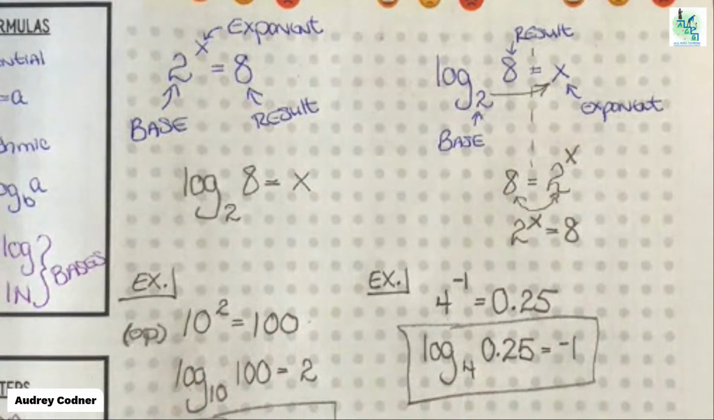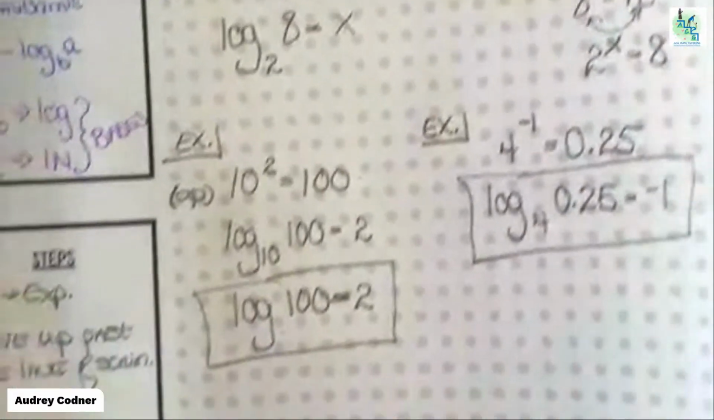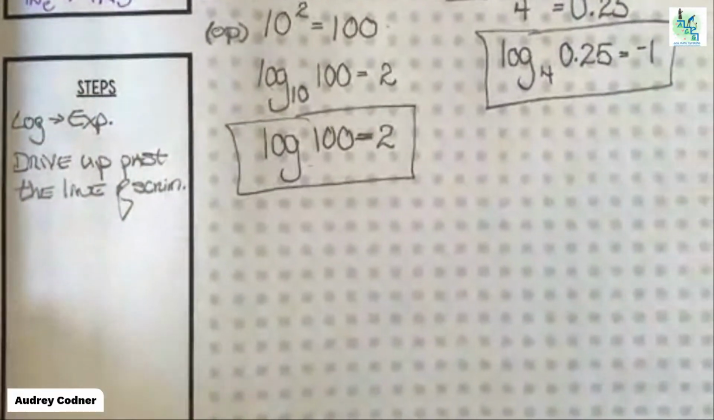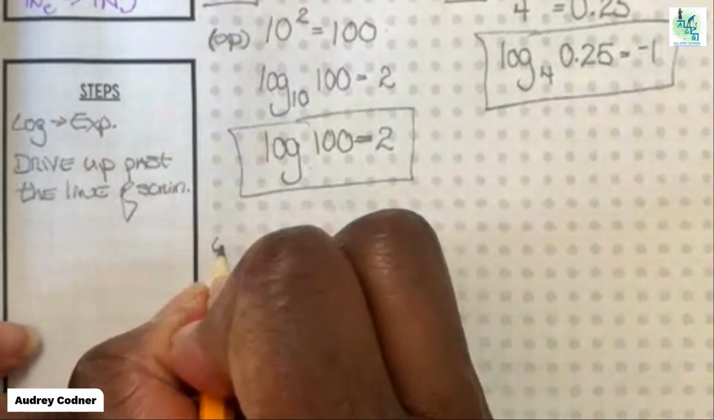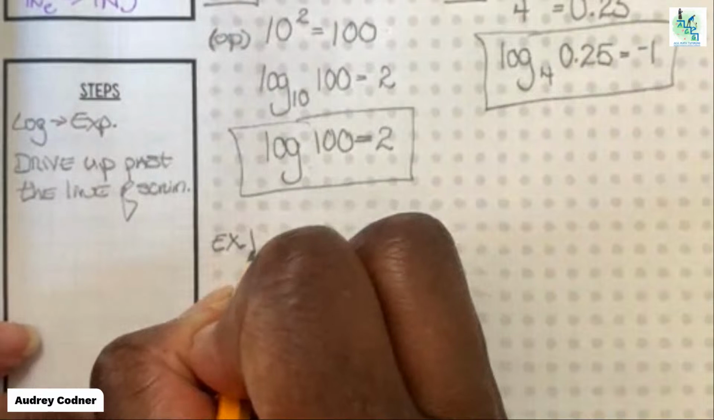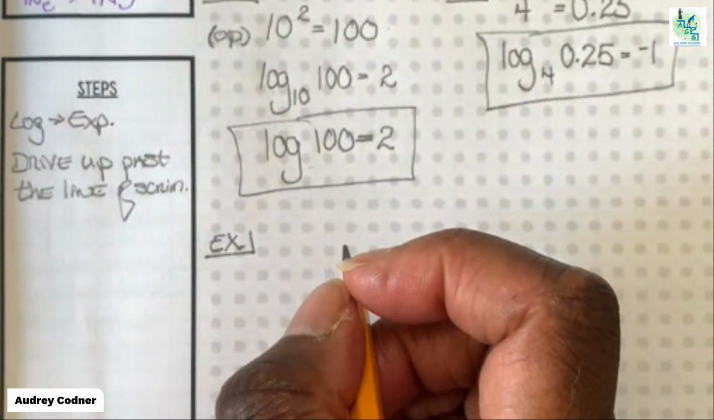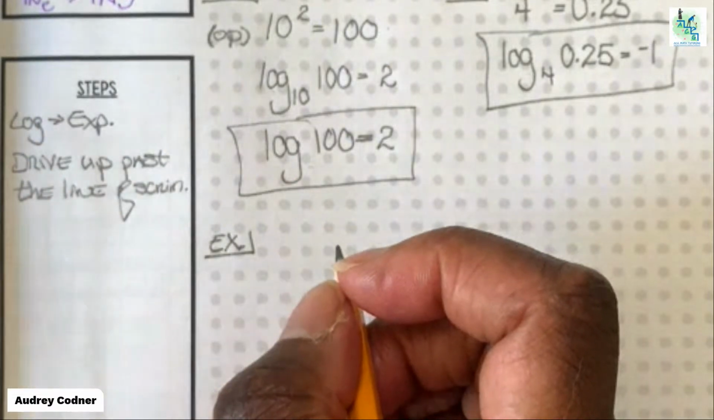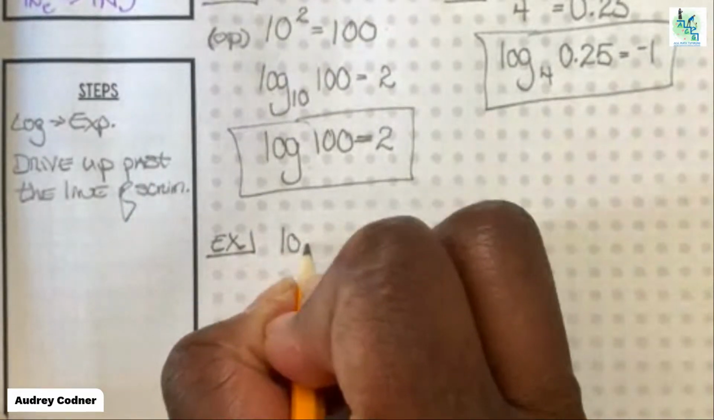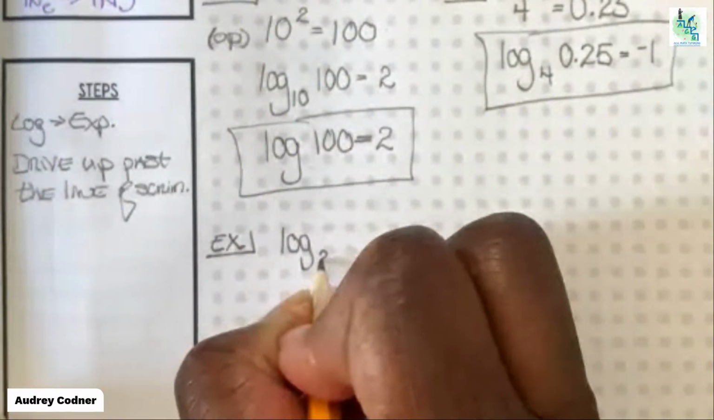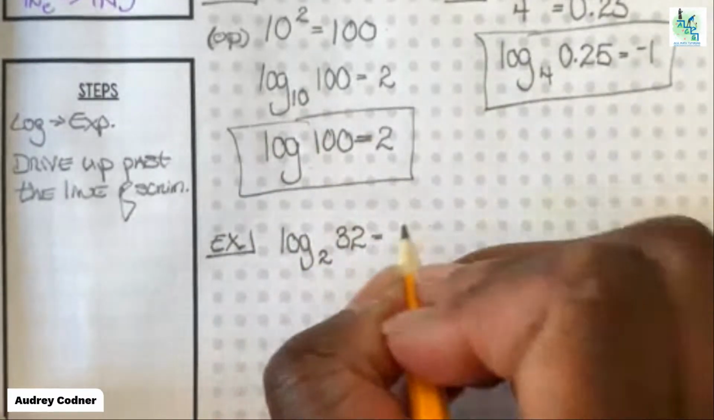All right? So moving on from exponential to log, let's look at it from log to exponential. So if we have, let's see, log base, here we go. What we're going to do is keep it simple. So we have log base 2 of 32 is equal to 5.